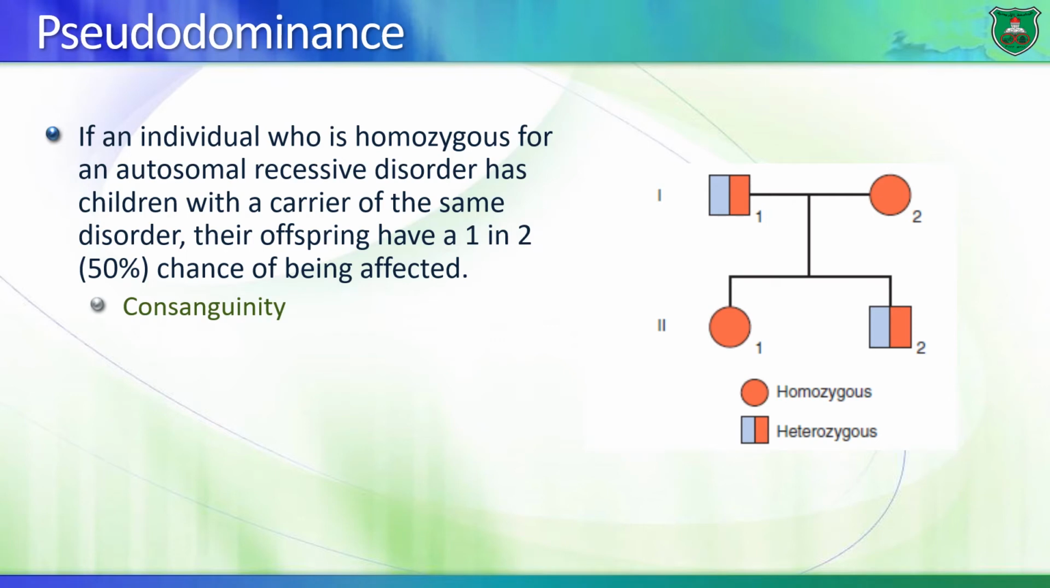Now, pseudodominance is exactly what I said before about the role of consanguinity. That is, when you see a certain condition appearing in every generation as if it is a dominant disorder, this is called pseudodominance. And consanguinity again is a cause for the appearance of pseudodominance of a certain recessive disorder.